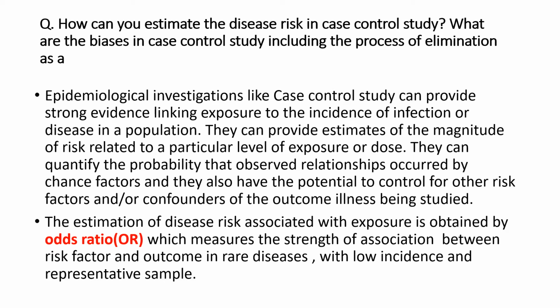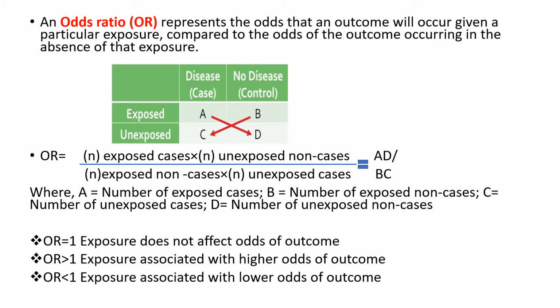So with all this said, the estimation of disease risk associated with exposure is obtained by the odds ratio, that is OR. This measures the strength of association between the risk factor and the outcome in rare diseases with low incidence and representative sample. Let's understand what an odds ratio is. An odds ratio represents the odds that an outcome will occur given a particular exposure compared to the odds of the outcome occurring in the absence of that exposure.